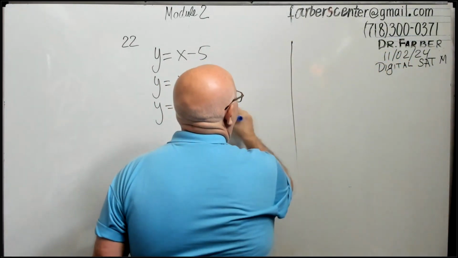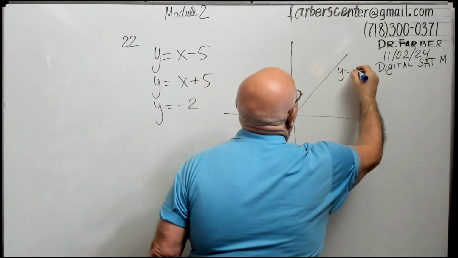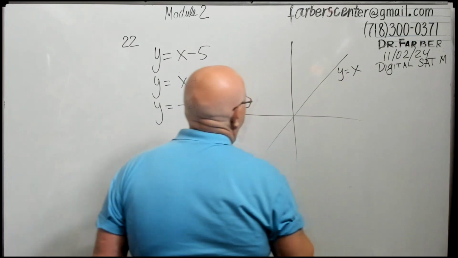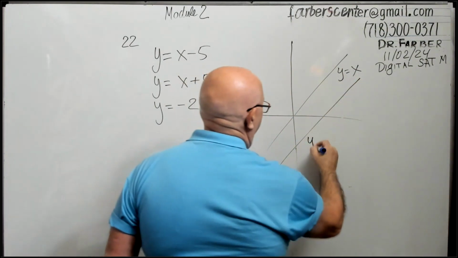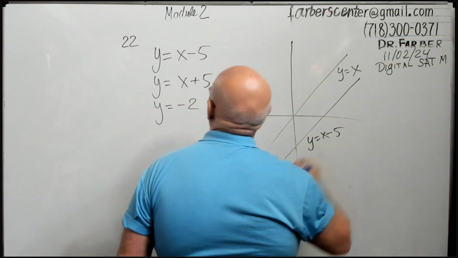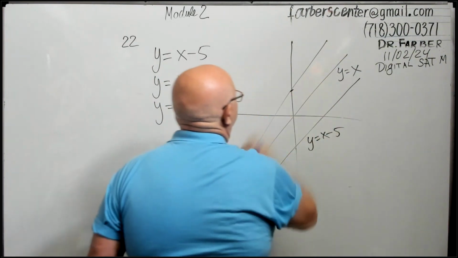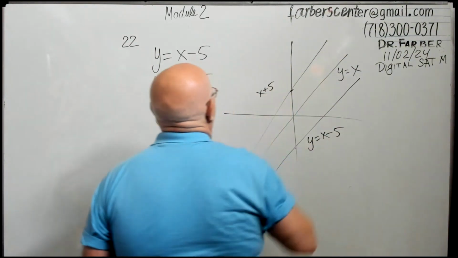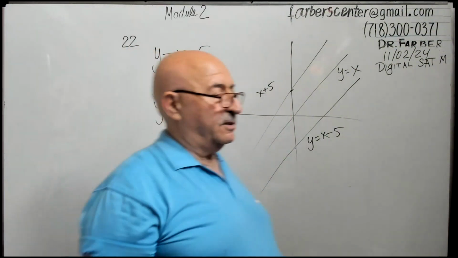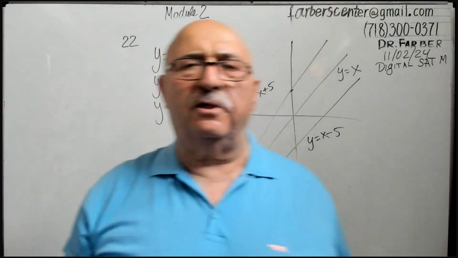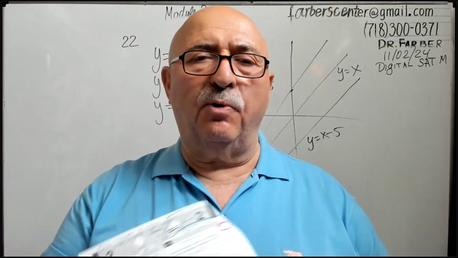Let's say y equals x is this one, right? y equals x minus 5 is parallel to this. x plus 5 goes parallel to this. For the system to have a solution, all three of them are supposed to intersect. You understand this, right? All three are supposed to have a common point of intersection.